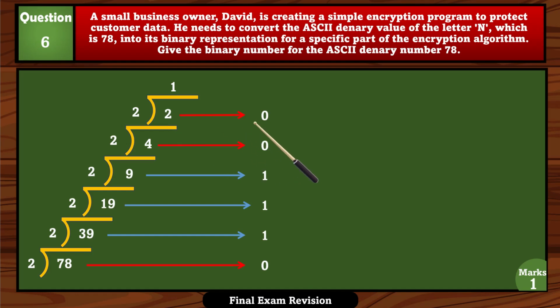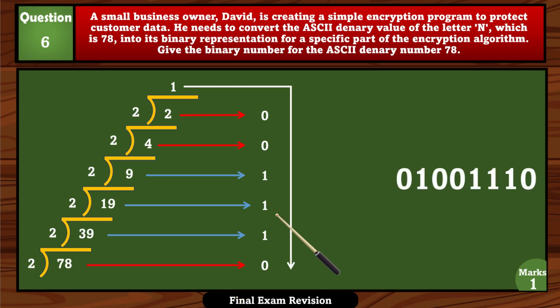Now we just need to write those carries. So how do we write the carries? We write from top to bottom. So starting from here and here. So our answer will be what? Our answer will be this one.